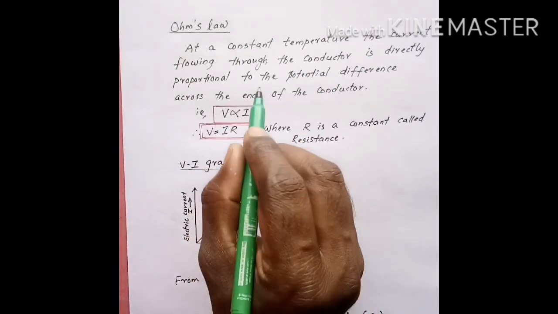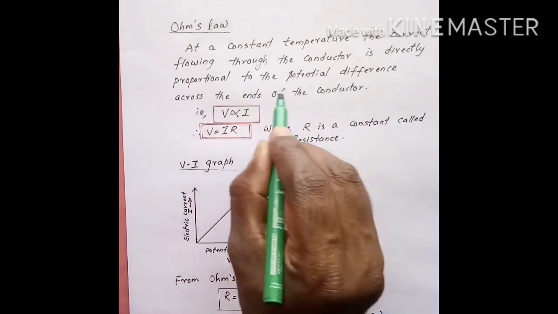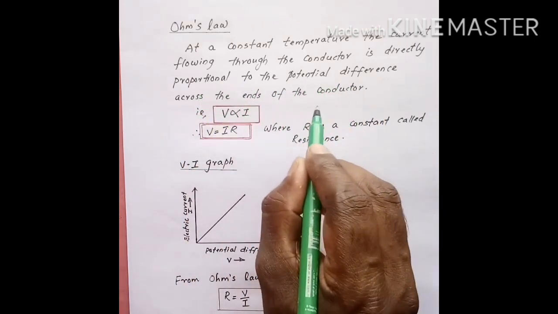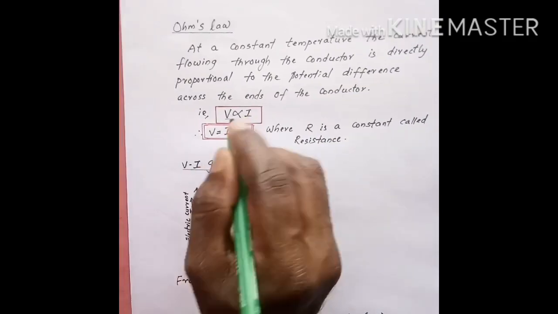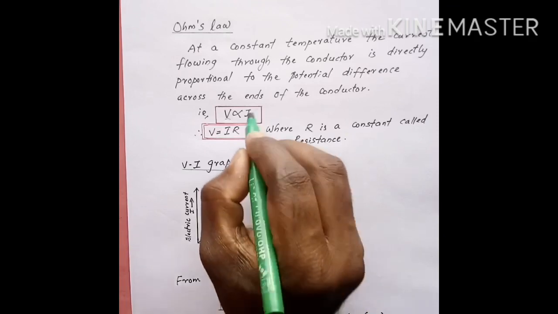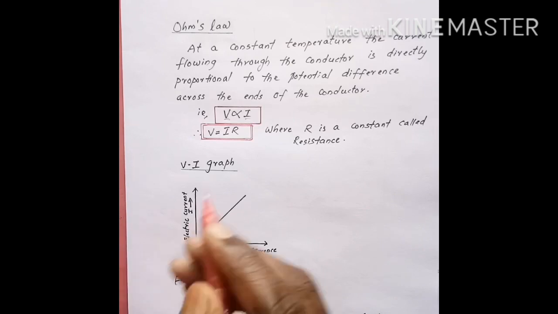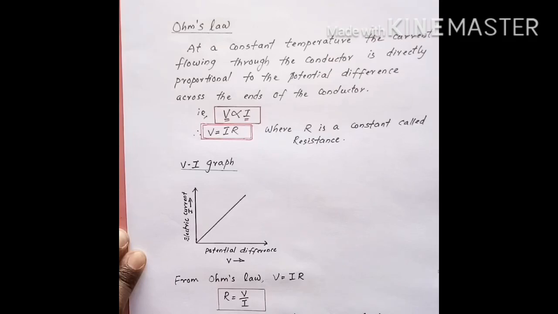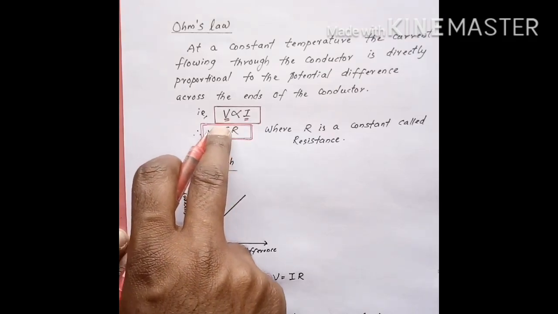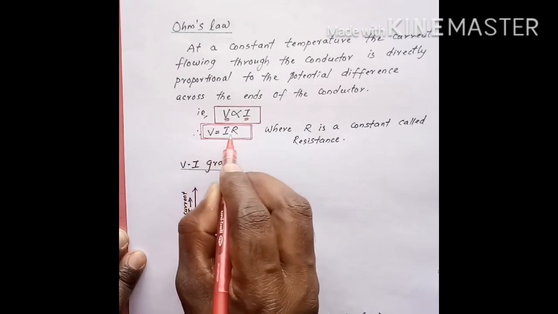According to Ohm's law, at a constant temperature, the current flowing through a conductor is directly proportional to the potential difference across the ends of the conductor. That means potential difference V is directly proportional to electric current, right? Both are directly proportional to each other. So when potential difference increases, electric current also increases. In another way we can write V is equal to IR.